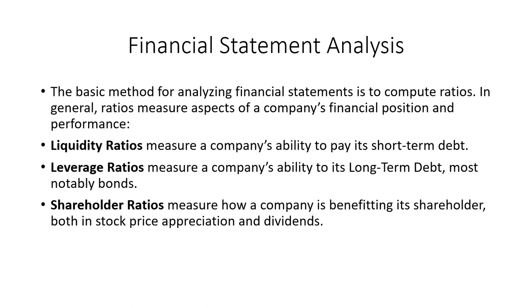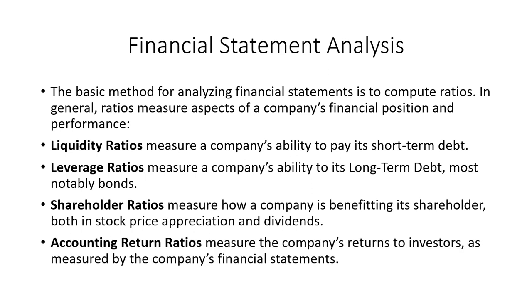Shareholder ratios measure how a company is benefiting its shareholders, both in terms of stock price and dividends. So is the company getting your stock price to go up? Does it pay you some dividends? Accounting return ratios measure a company's returns to investors as measured by the company's financial statements. By that I mean they're accounting-based ratios. And the problem with accounting is that there's a lot of subjectivity in accounting numbers, and that subjectivity passes over to those accounting ratios. But they do form good general measures of a company's efficiency and profitability.